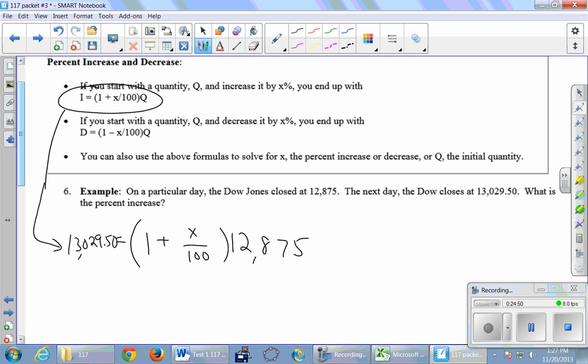In the formula, what does X stand for? It's the percent. And that's exactly what we're trying to figure out. We're trying to find what the percent increase is. We're trying to find x. So we're going to solve this equation for x. Everybody see where the parts went into that equation? Okay, so we solved this for x.